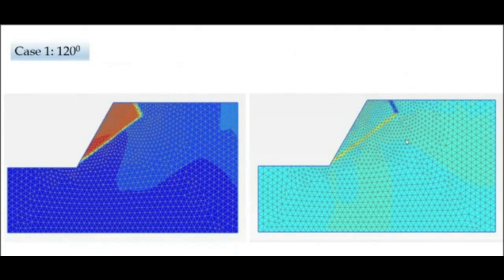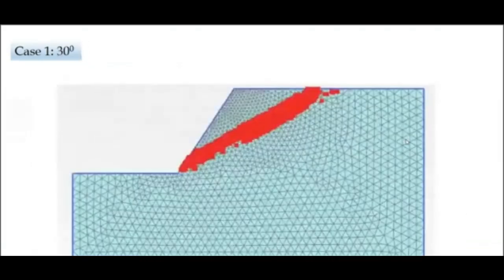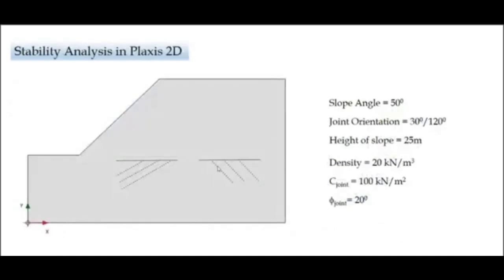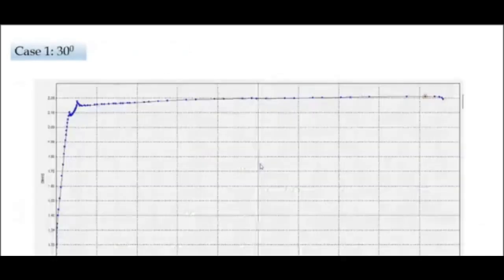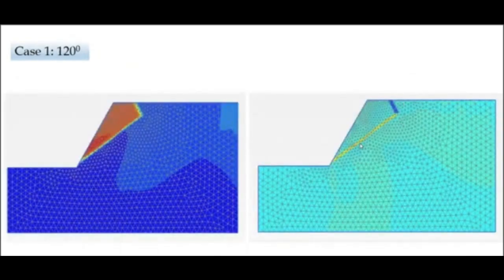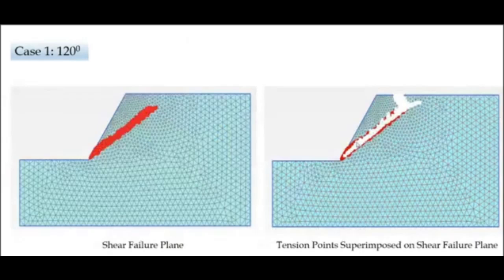Now why does this happen? This happens because of the orientation of the joint. If you see the 120-degree case, the orientation will be somewhere like this. So as anticipated, the failure mechanisms have changed, although the strength parameters have remained the same. On the left hand side, what you see for 120-degree is the shear failure plane. The shear failure plane does not extend up to the top of the slope. But if I superimpose the tension points, or the failures which have happened because of tension cracking, you will find a distinct plane which is touching this shear failure plane and joining with the top of the slope surface.